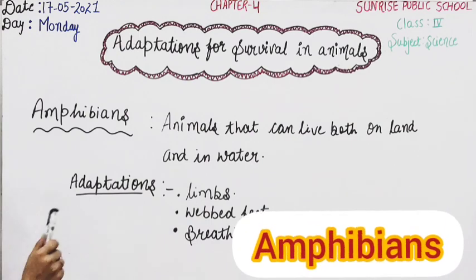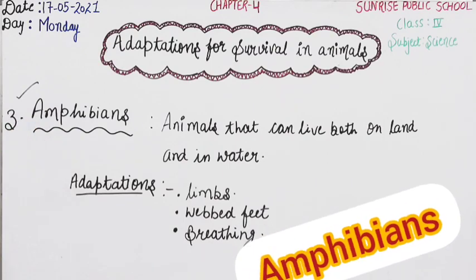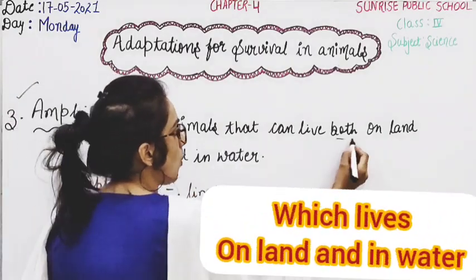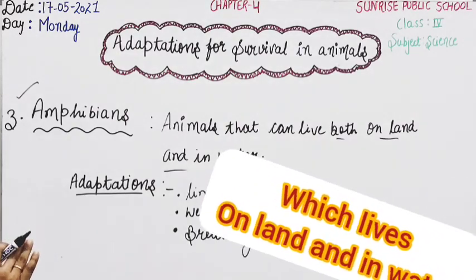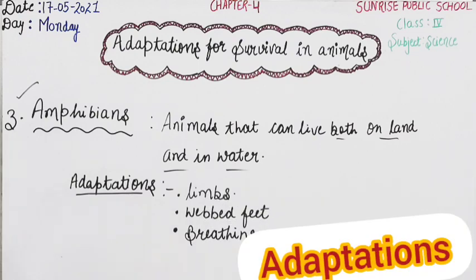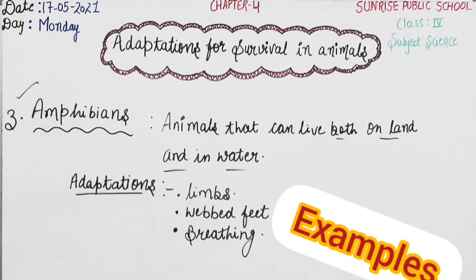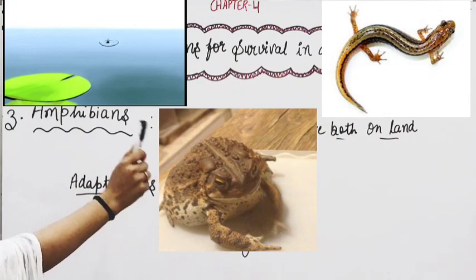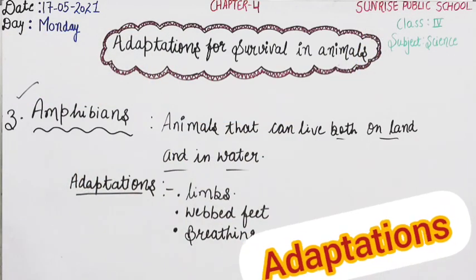And the third category on the basis of habitat is amphibians. Amphibians are the animals that can live both on land as well as in water. Some examples of amphibians are frogs, toads and newts. Let's discuss their adaptations now.